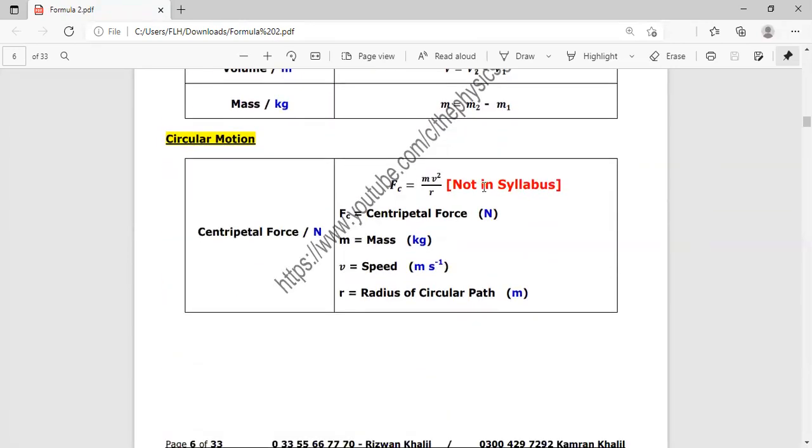Although this formula is not in the syllabus, there are different relations between centripetal force and the mass, centripetal force and the velocity, centripetal force and the radius. So m stands for mass of the body revolving in circular path, v is the speed of the body revolving in circular path, and r stands for the radius of the circular path.